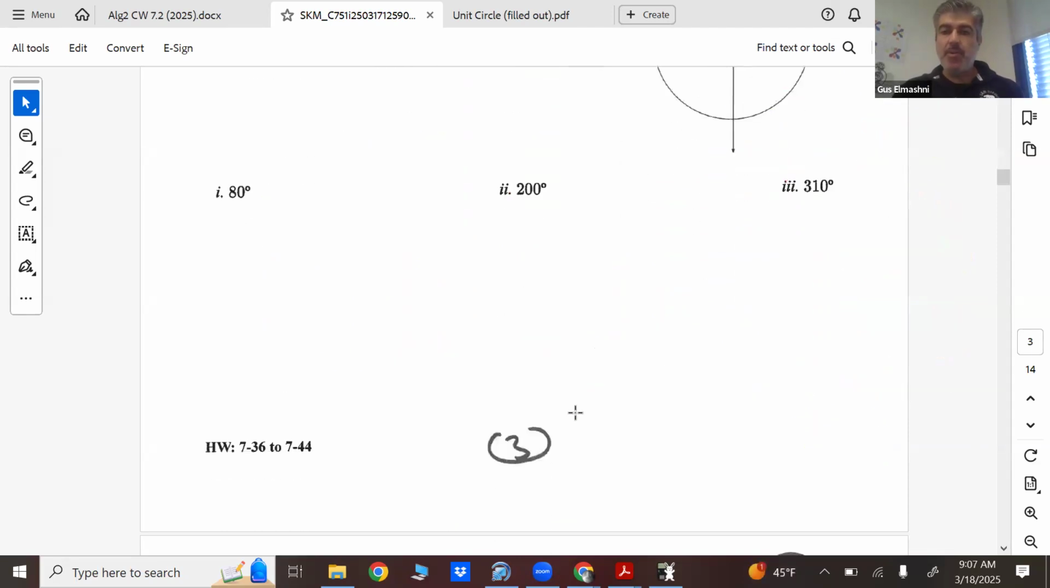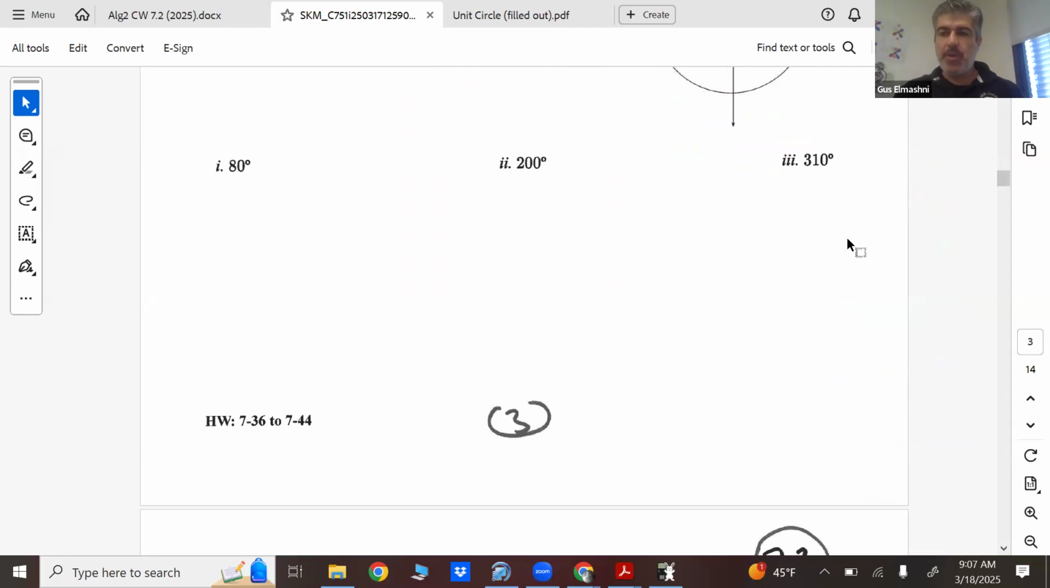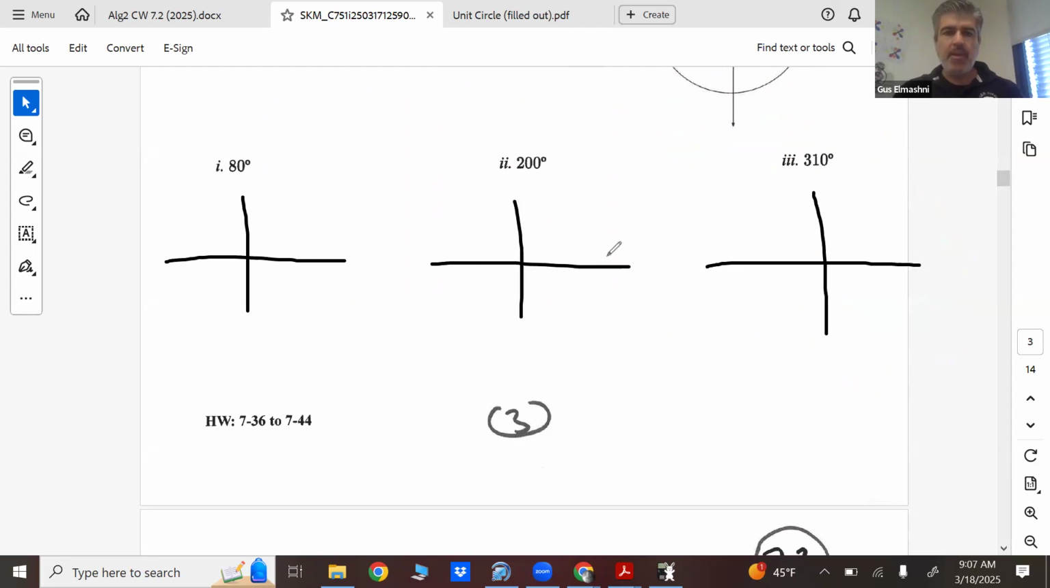So this one here. Here's what we're going to do. I'll be really quick. I'm going to draw 3 coordinate planes. Which one was this? Oh yeah, I see it. Yeah, we skipped the other one. Okay, so let's draw each of these angles. So you're going to always draw it from the positive x-axis, go counterclockwise.